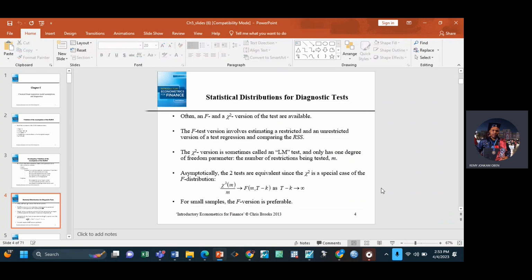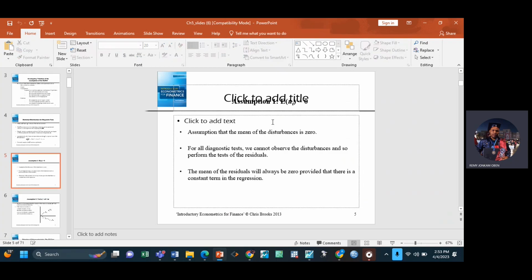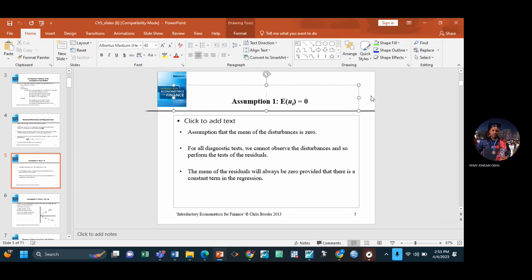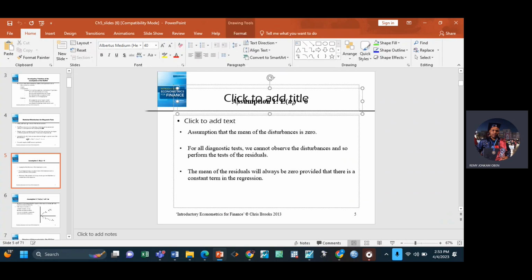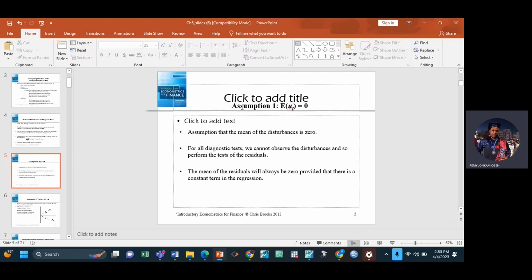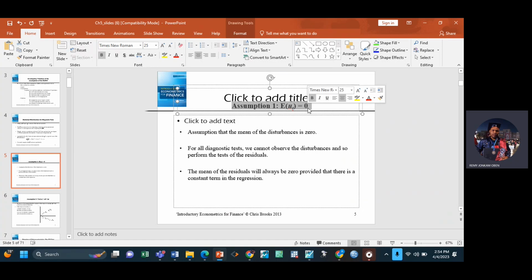So what next? Okay, now we are going to look at the assumptions one after the other. This is the first assumption. The expected value of the error term should be 0. That is the mean value, right?